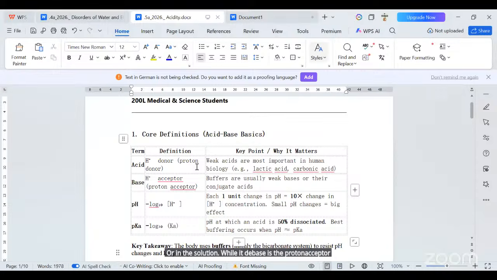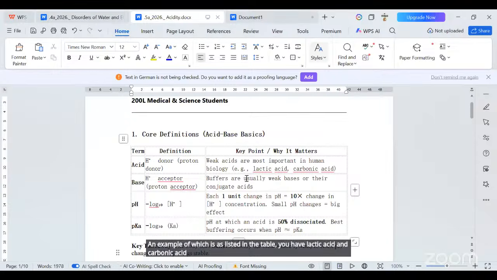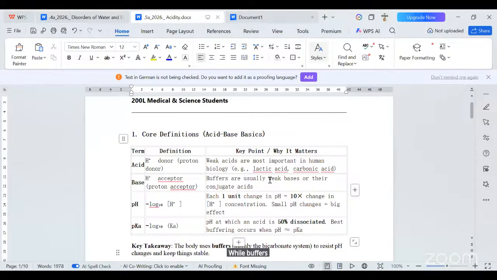Now, weak acids are most important in human biology. Examples of weak acids are listed in the table. You have lactic acid and carbonic acid. While buffers, or weak bases, or their conjugates, are what is used in the biological system.